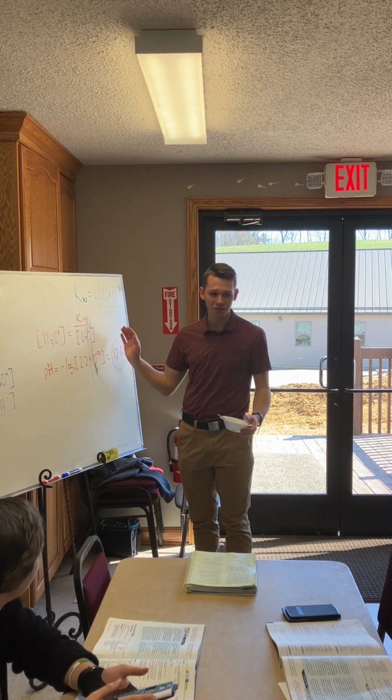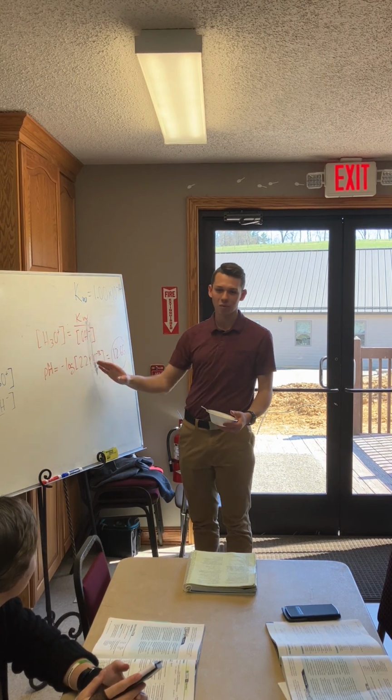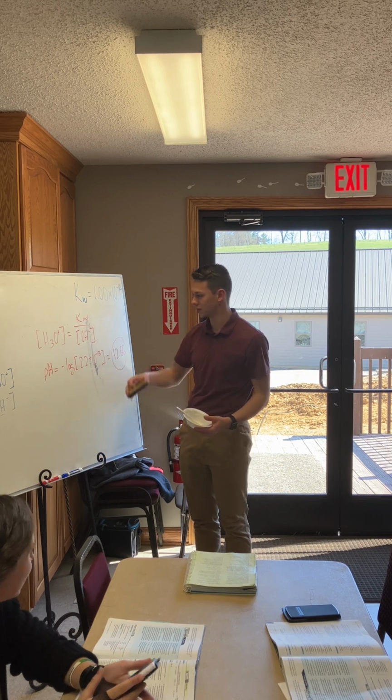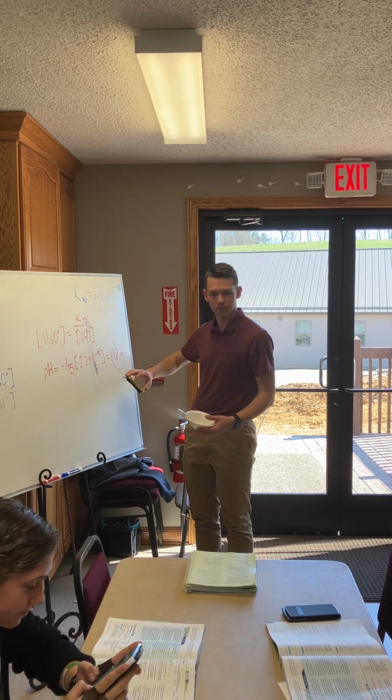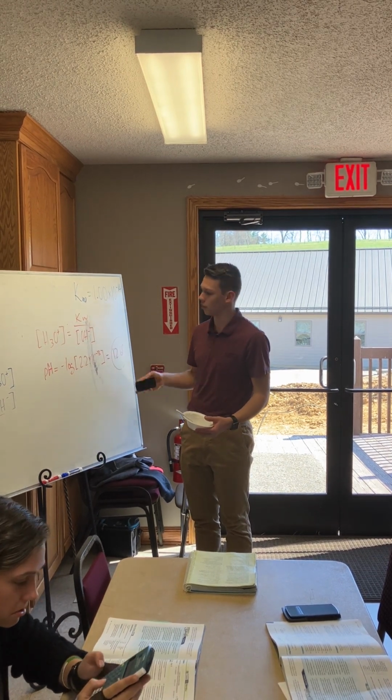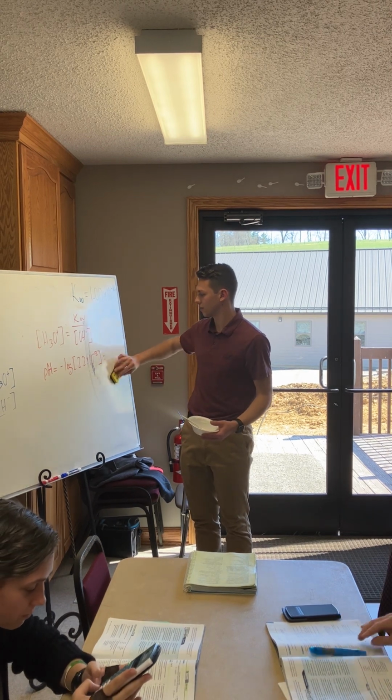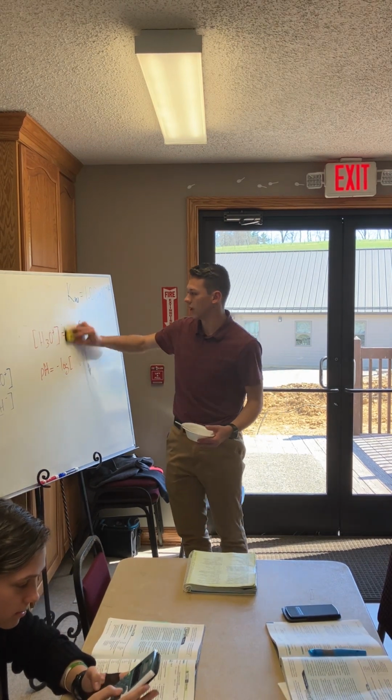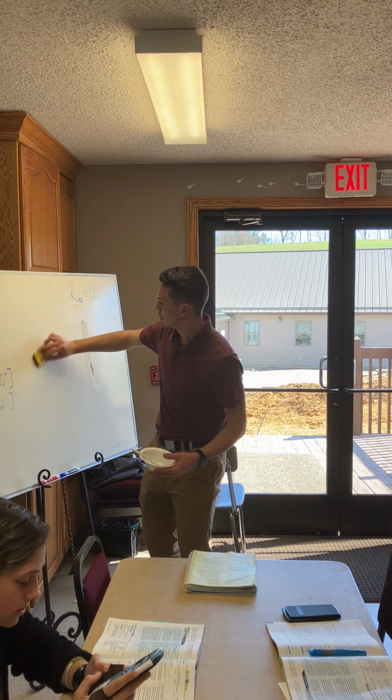This makes sense to all you guys? How to do a problem like this? Do we label it? No, it's pH, so you don't label it. It's just 12.66. Show your work.